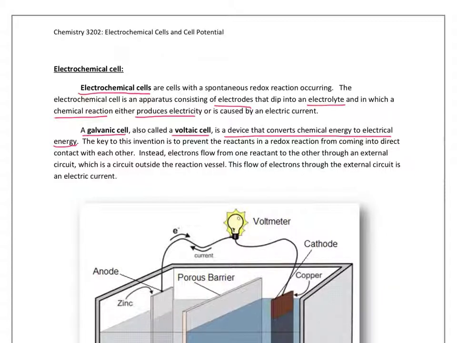Electrons must flow from one reactant to the other through an external circuit, which is a circuit outside the reaction vessel. So that's why if you were to actually look inside of a battery, there's two chambers, and each chamber holds each of the reactants, so that there's something separating them so they don't come into direct contact. The flow of electrons through the external circuit is an electric current.